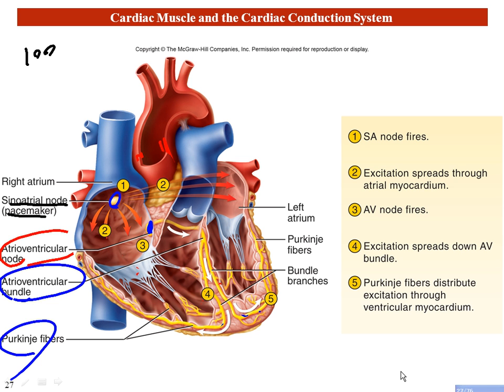Well, when the atria contract, we don't want the ventricles contracting. So what the speed bump does is give the atria a head start, so they don't contract at the same time as the ventricles.